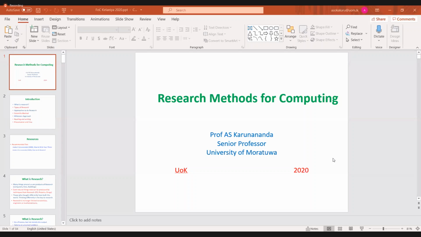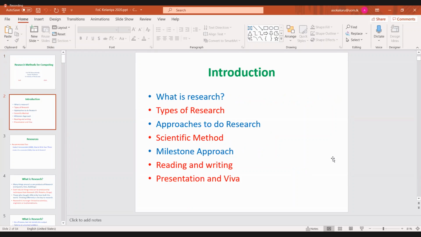Here I have organized my lectures to discuss the introduction. You want to know what is research and the types of research, approaches to research, the scientific method as the major research method, and we adapt that scientific method for computing research. Then that is what we call the milestone approach. Then we go for reading and writing, and also talk about how to appear for a presentation and the viva. All these aspects will be covered.